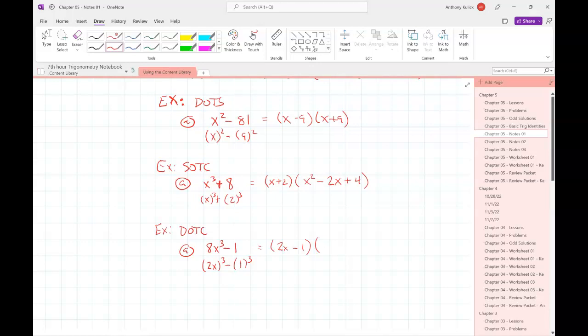Then I have a squared. What's 2x squared? We did this a minute ago. 4x squared, right? We did that just a few minutes ago. And then I have plus a times b, so that's just 2x, plus b squared. 1 squared is just 1. Oops, I mean 2x squared.